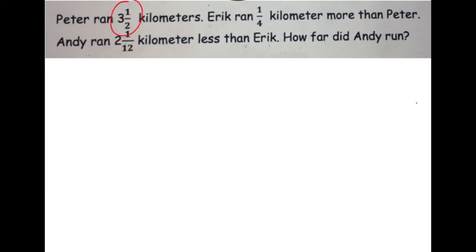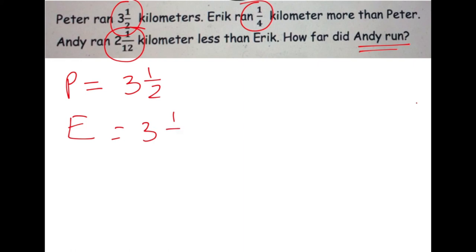Peter ran 3.5 kilometers. Eric ran 1/4 more than Peter. Andy ran 2 1/12 less than Eric. How far did Andy run? So you have Peter ran 3.5. Eric ran 1/4 more than Peter. So what Peter has plus 1/4, right? So remember, this is Peter plus 1/4, that's Eric.